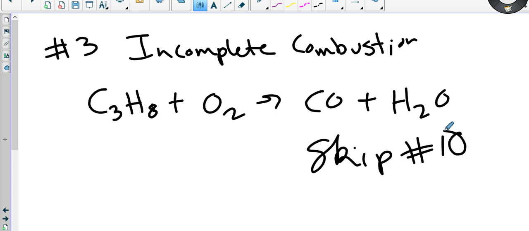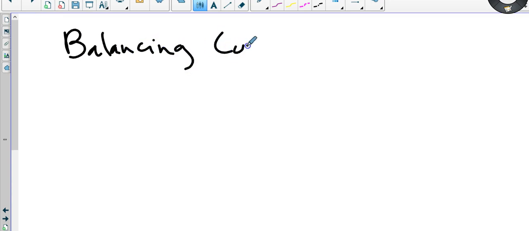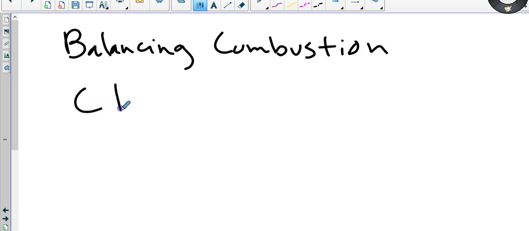Alright, so last little bit of notes. Balancing combustion. So if you recall, combustion is nothing but a hydrocarbon, so they'll give you some kind of fuel, carbon and hydrogen. Sometimes it has an oxygen in the formula, sometimes not. But let's say we're combusting methane, which is CH4. So if they say balance the equation for the combustion of methane, you will take CH4, and then combustion is the same every time. What do I need to burn?